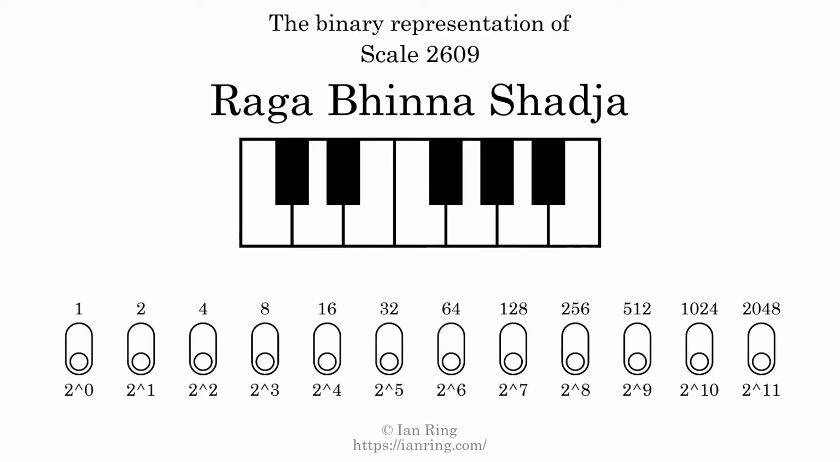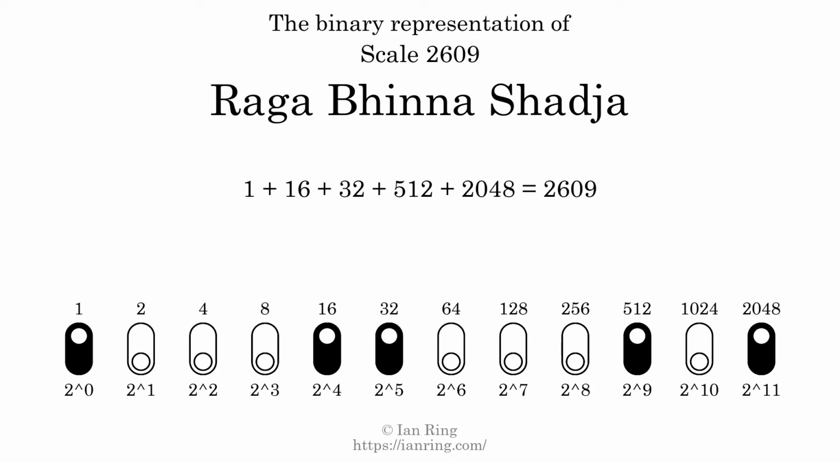The binary representation of this scale is determined by mapping tones of the scale to binary digits. Each binary digit represents a power of 2. To get the scale number, we add the powers of 2 together. The powers of 2 that are present in the scale, all added together, equals 2609. That is why the scale number, in decimal, is 2609.